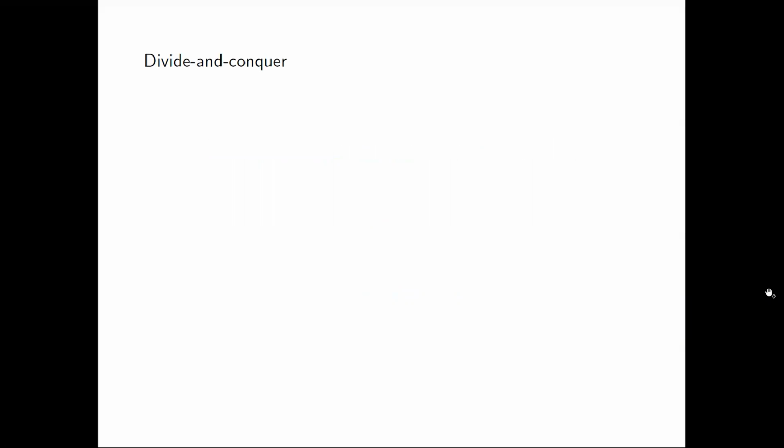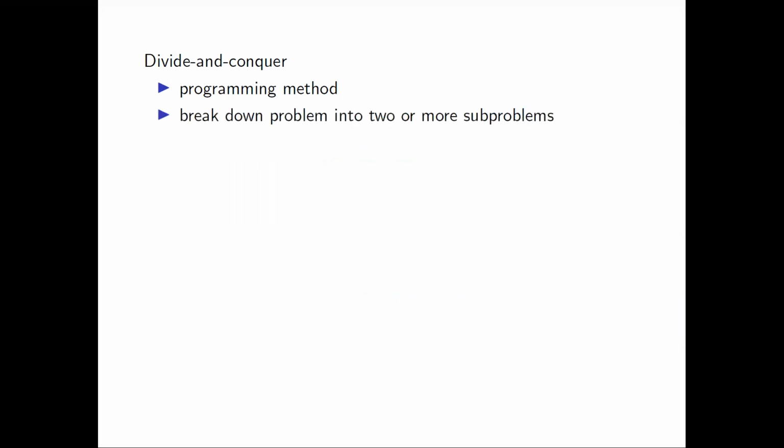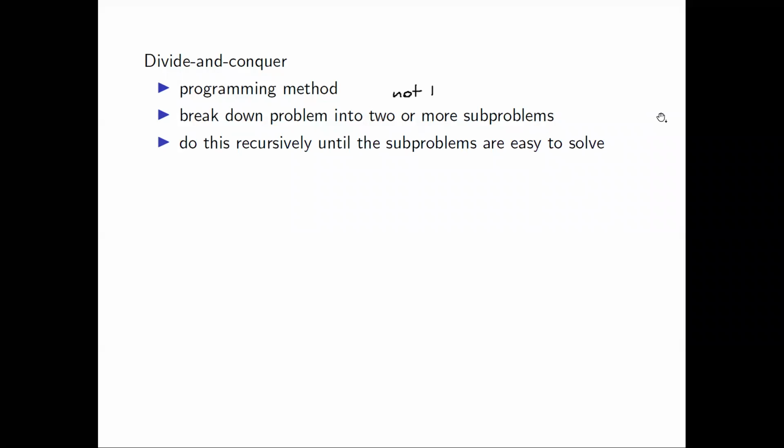So divide and conquer and decrease and conquer are a lot alike. They're both programming methods. And in divide and conquer, the idea is that if we're given a problem, we break it down into two or more subproblems. So in particular, two or more, not one. It has to be at least two subproblems. And we do this recursively until the subproblems become easy to solve.